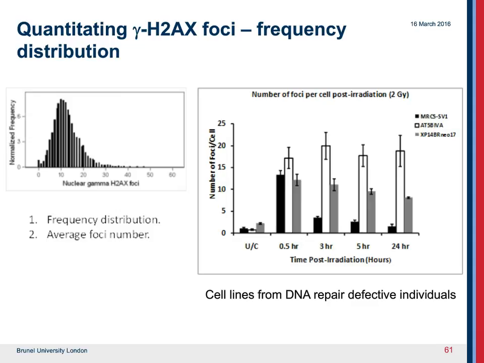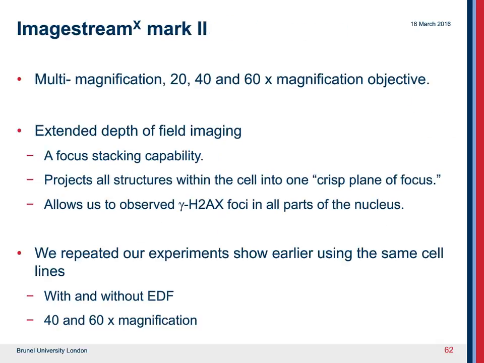In the last year or so, we've been able to upgrade our imaging flow cytometer to a Mark II with 2 additional features. We have the multimagnification capability, including a 20, a 40, and a 60x objective. And also, we've had a feature added to the machine called extended depth of field, or in other words, a focus stacking capability. So this allows us to project all structures within the cell into one crisp plane of focus. So theoretically, that should allow us to see more gamma H2AX foci in different regions of the nucleus.